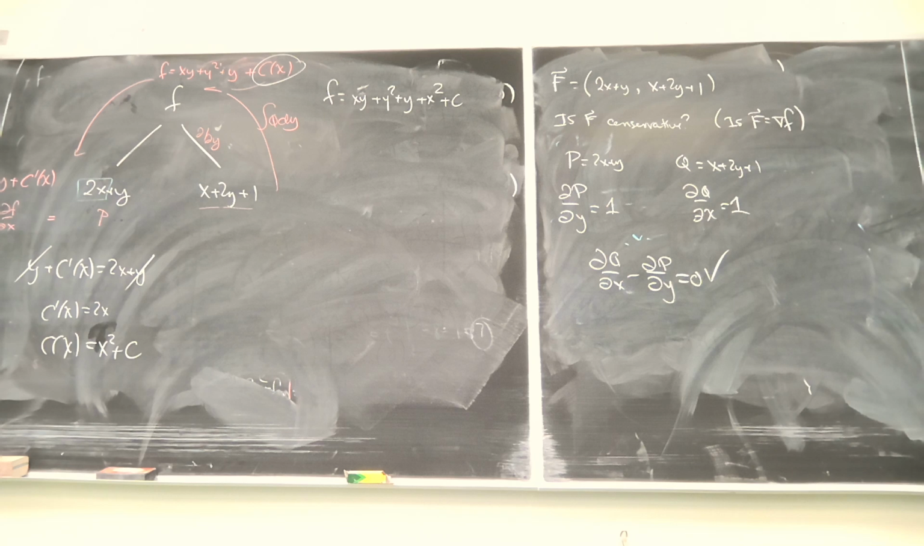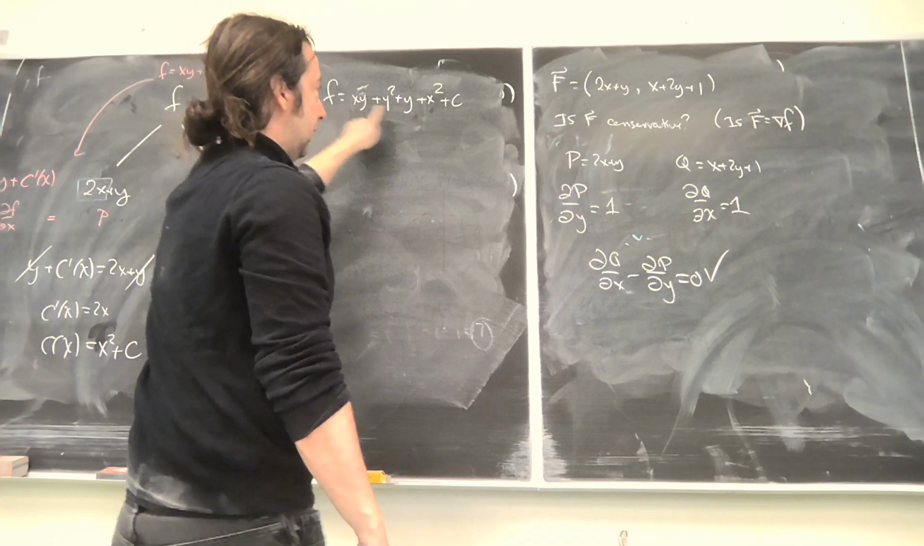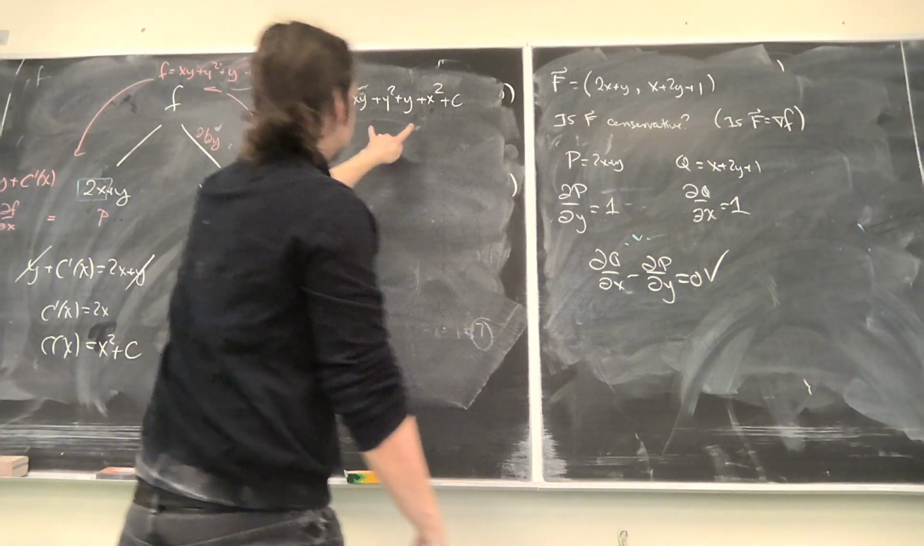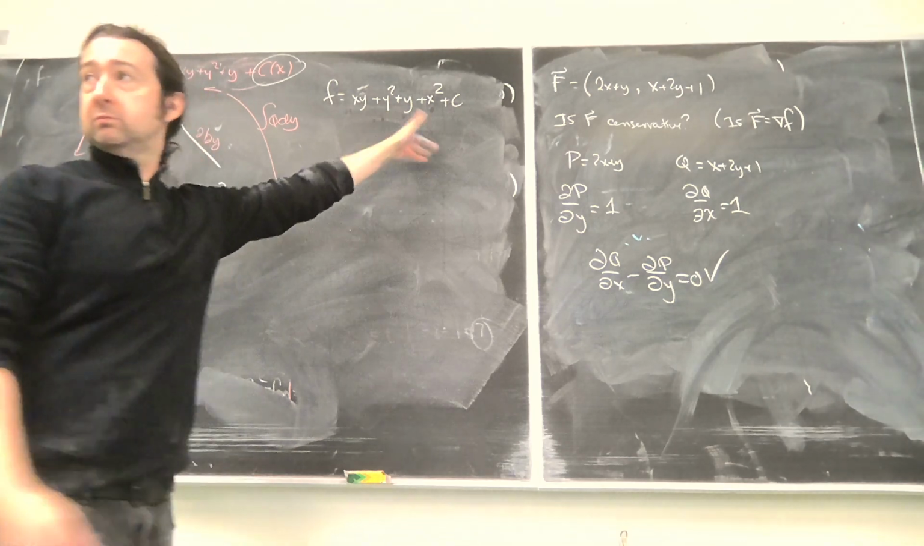And then you can just check to make sure that the derivatives match. The derivative of this with respect to x is 2x plus y. The derivative of this with respect to y is x plus 2y plus 1.